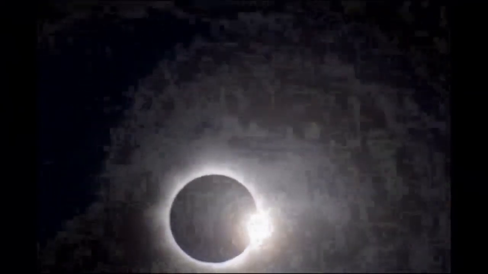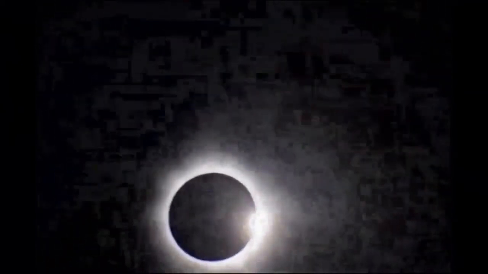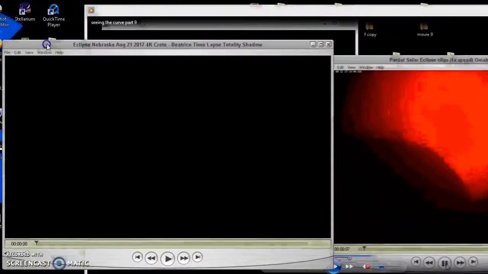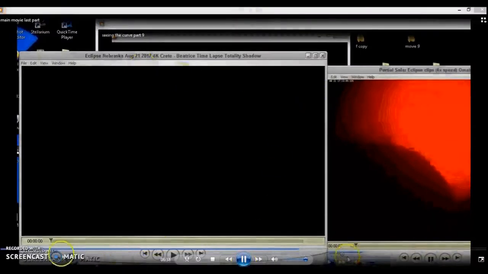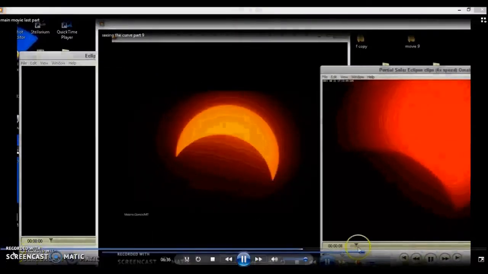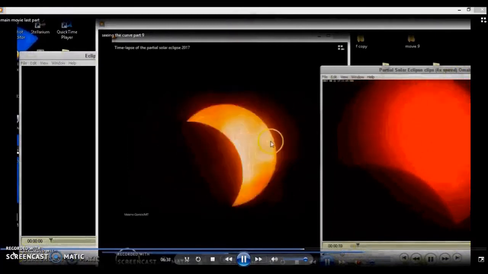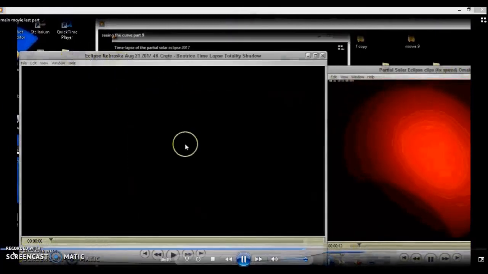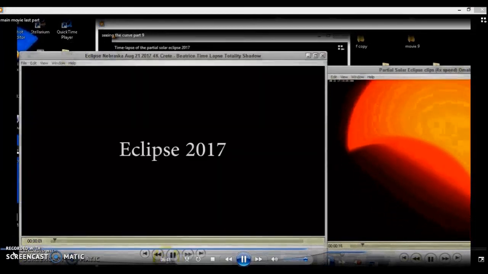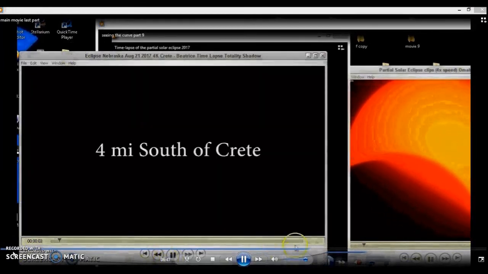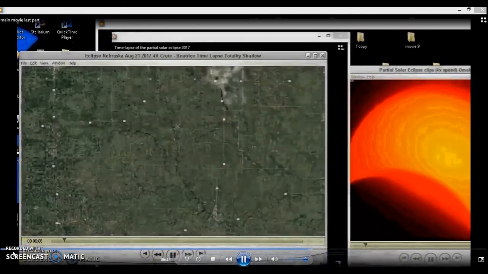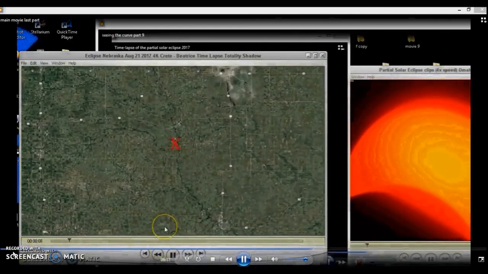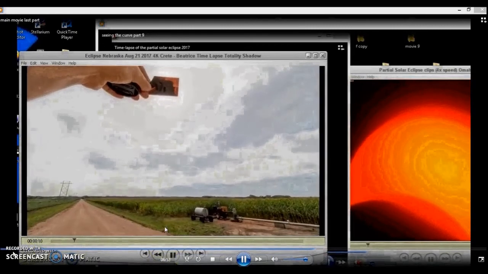That's called the diamond ring effect. When it completely disappears, that's your signal that you can look directly at the eclipse with no protection for your eyes. This here is irrefutable proof, folks, that we've been lied to about the solar eclipse. On the right-hand side, you can see it says 4 times speed Omaha, and here in the main it says Beatrice time lapse, 4 miles south of Crete, I believe.